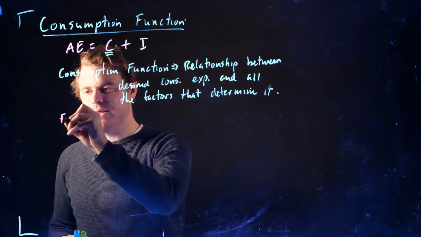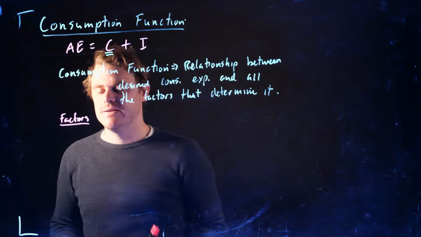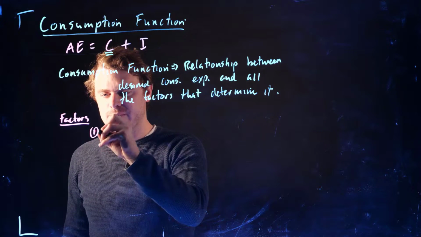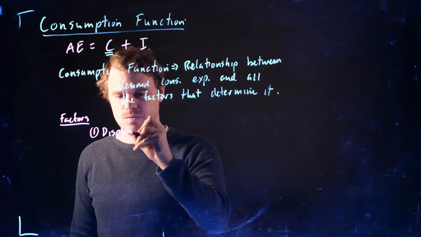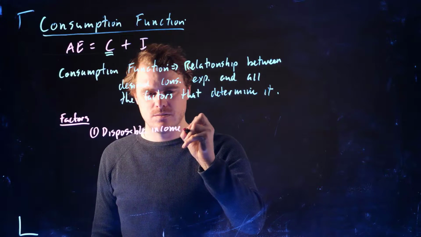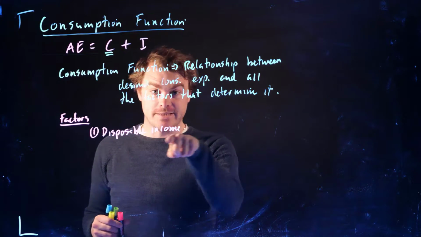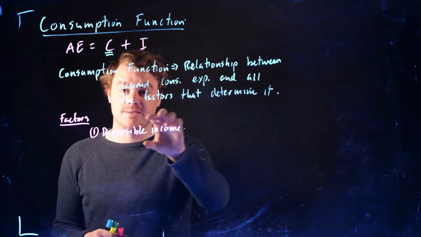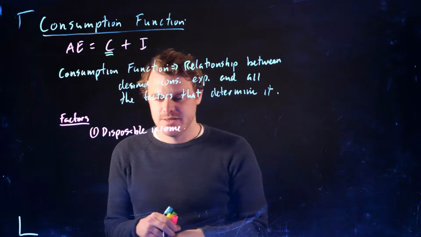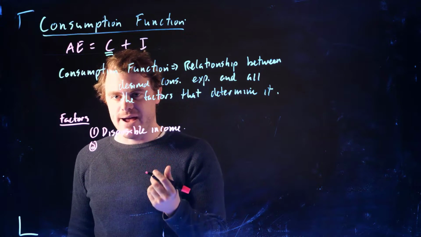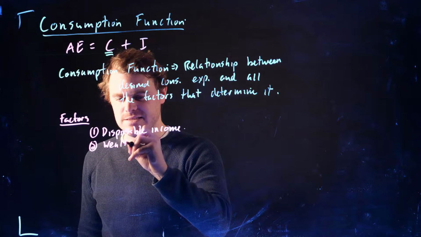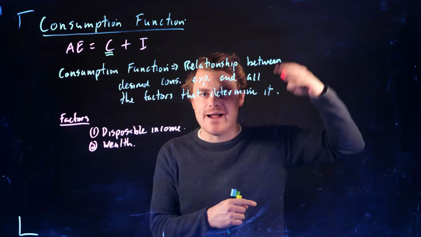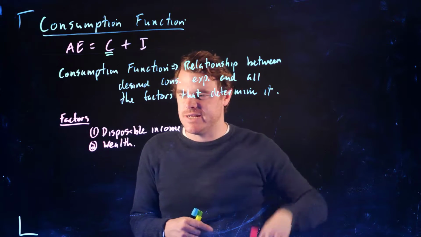The factors we're going to talk about that affect the desired level of consumption are, first, disposable income. We introduced what disposable income is just a couple of minutes ago, but this is going to be one of the main parts of our consumption function. The other thing we might think affects our consumption is wealth. That's different than income; it's accrued wealth. We're probably going to think the higher your wealth, the higher your consumption, and vice versa.